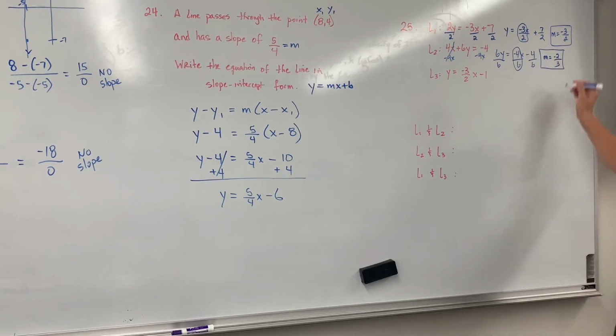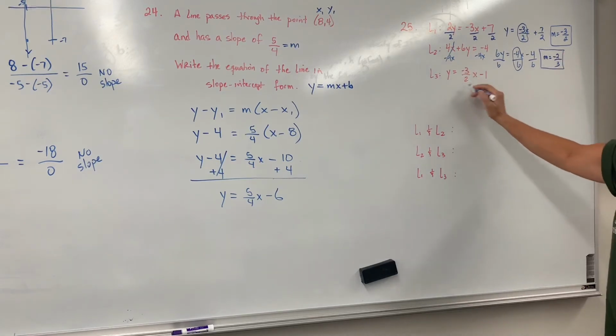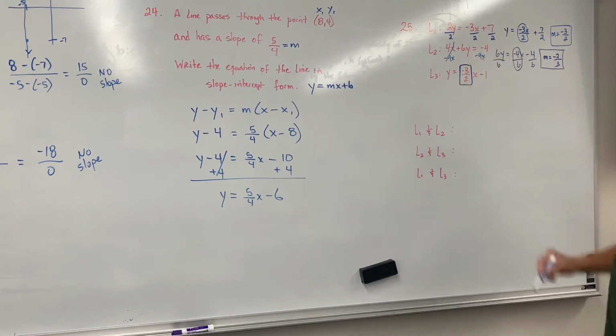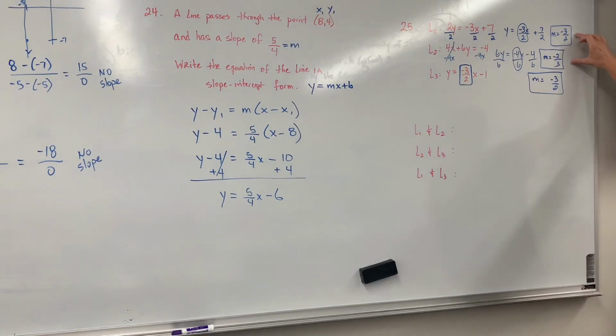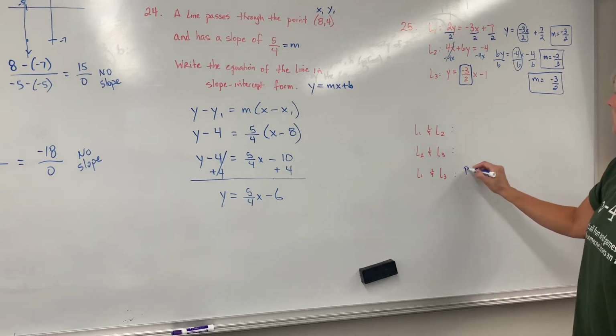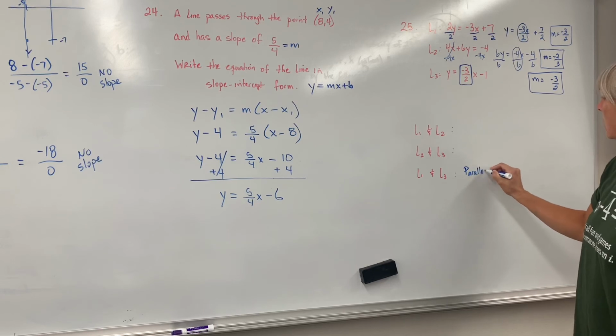Okay, and then the last one is already in slope-intercept form, so they've already got the slope right there, and it is -3/2. Okay, so what do we need to know? If lines are parallel, then their slopes will be the same. So line 1 and line 3 have the same slopes, therefore they are parallel. So these two are parallel.